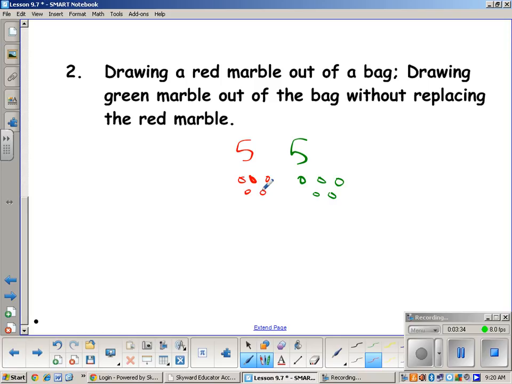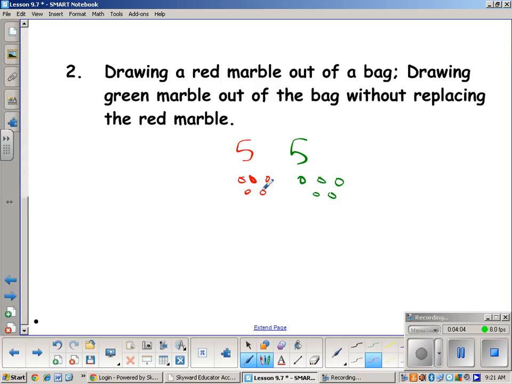Now I'm holding on to that, and I reach in the bag and pull out another one. What's the probability I get a green one? 5 out of 9. That's different than it would have been had the red marble still been in there, right? Or if I reach in the first time and pull out a green one, and I reach in the second time, what's the probability I'll pull out a green one? 4 out of 9, right? So the probability of the second draw is affected by the first draw.